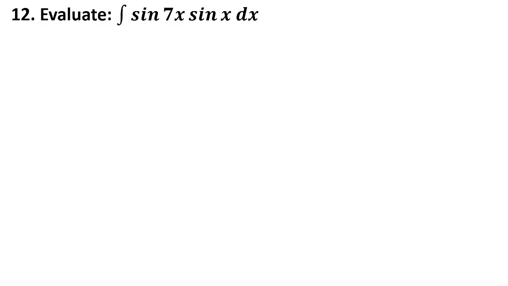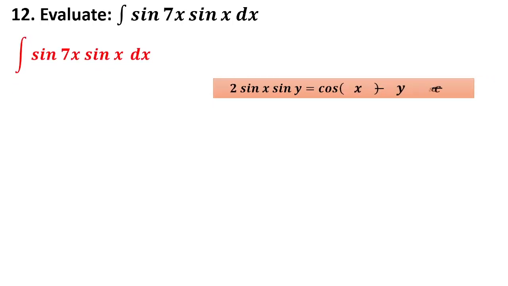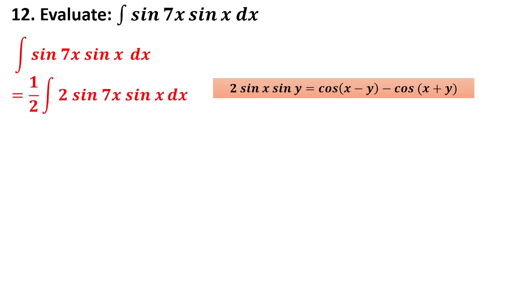This is a problem on integration of trigonometric functions. Now it is a product of two trigonometric functions. We have to make use of the formula to convert the product into a sum. For that we have the formula 2 sin x sin y is equal to cos of x minus y minus cos of x plus y. Cos of difference minus cos of sum. But 2 is not there. Multiply and divide by 2.